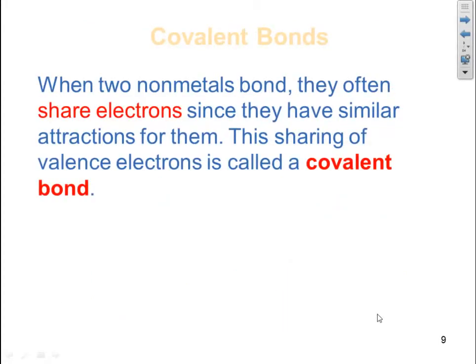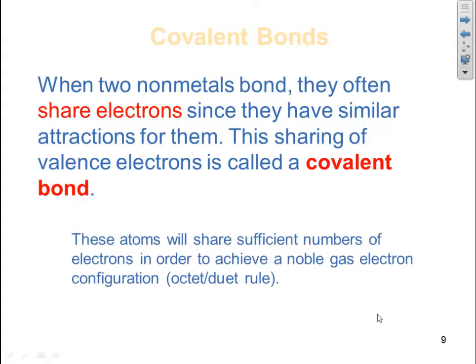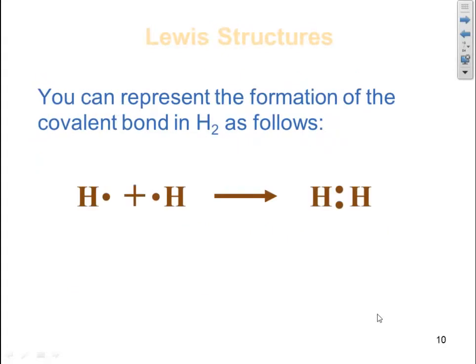When 2 nonmetals bond, they often share electrons since they have similar attractions for them. This sharing of valence electrons is called a covalent bond. These atoms will share sufficient numbers of electrons in order to achieve a noble gas electron configuration, being an octet or a duet. You can represent the formation of the covalent bond in H2 as follows. What happens here is they're both looking to get their full shell, which in this case will be a duet. So each hydrogen will make their electron available and share it, with the electron shared between them. So in essence what happens is that both of them have their duet.